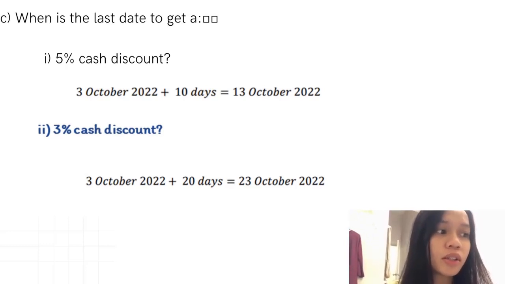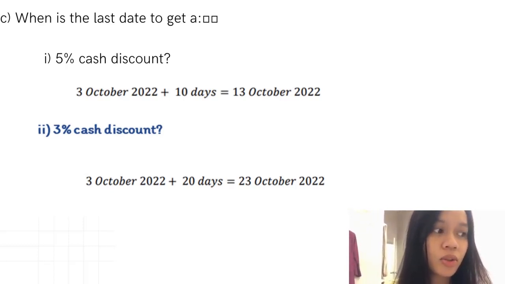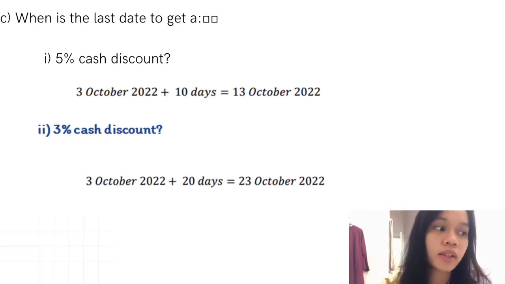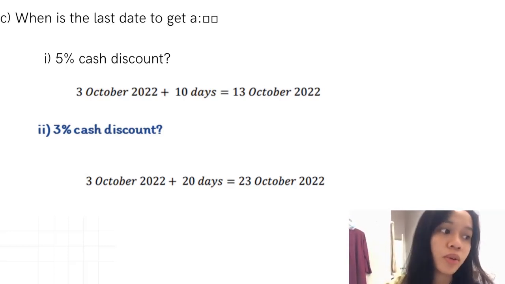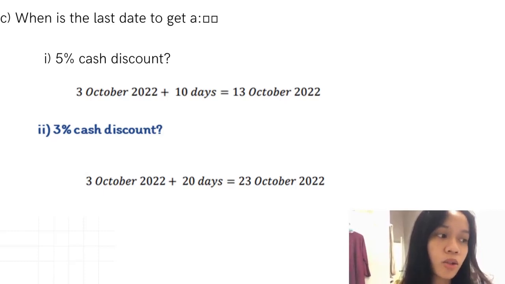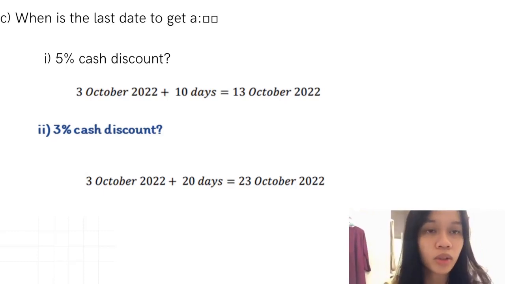So I get 13 October 2022. For the 3% cash discount, the last date is 23 October 2022. To get 23 October 2022, I add the 3 October just now with 20 days. So I get 23 October 2022.